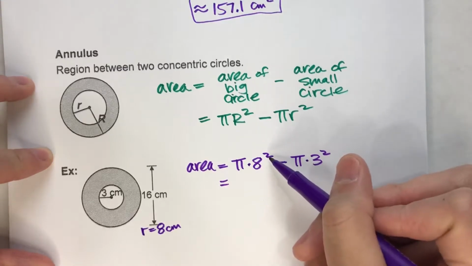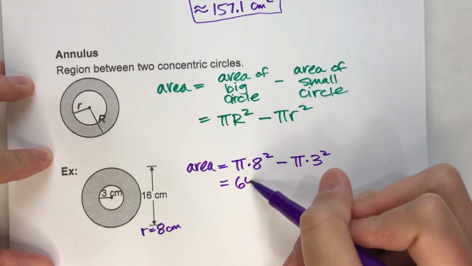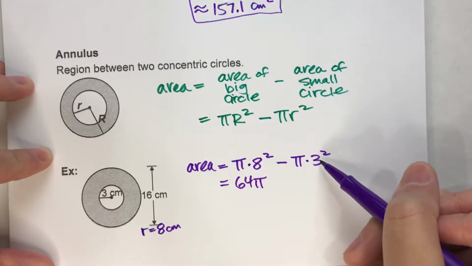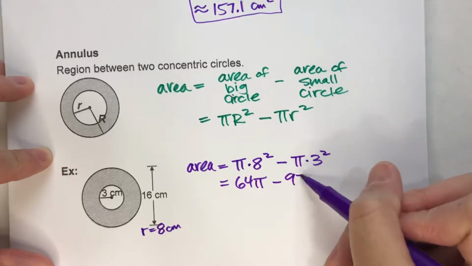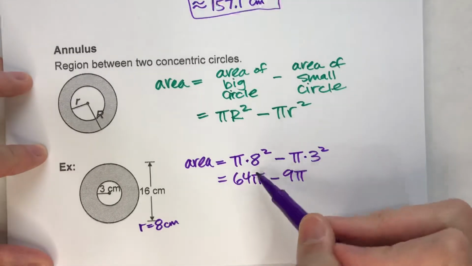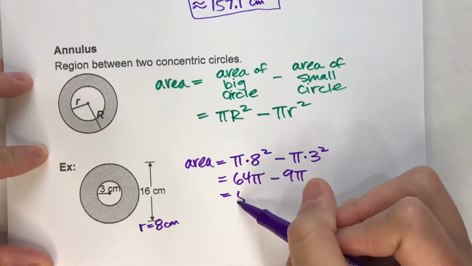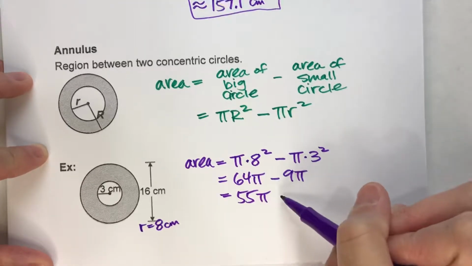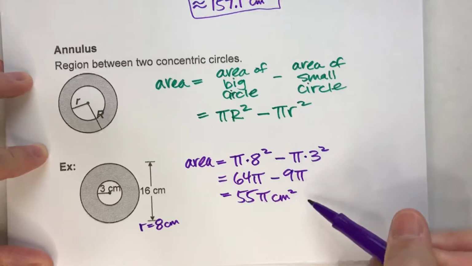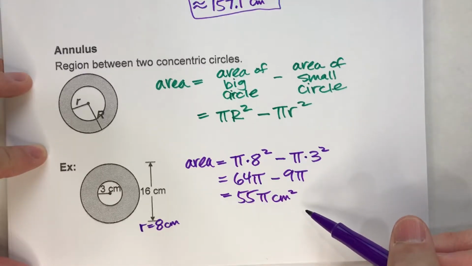Okay, well, 8 squared is 64, so this is just 64 pi. 3 squared is 9, so this is just 9 pi. And notice, we can simplify this. 64 pi minus 9 pi, that's 55 pi centimeters squared. There's my exact answer in terms of pi.